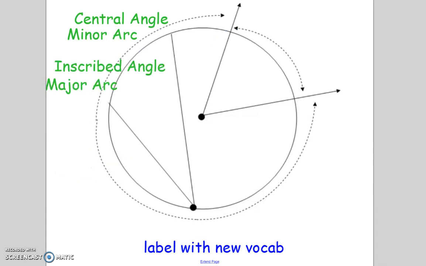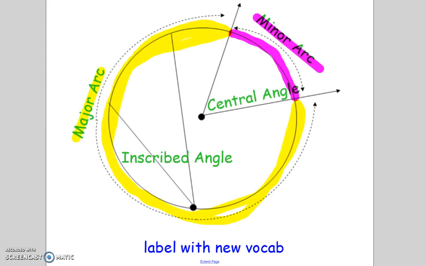So you have this picture at the bottom. If you would go ahead and label this picture, pause it, label, and come back to me. Alright, so the major arc is the one that goes all the way around this part. The minor arc is just this tiny part, this purple part. The minor is less than 180 degrees, 80 degrees. The major is more than 180 degrees.